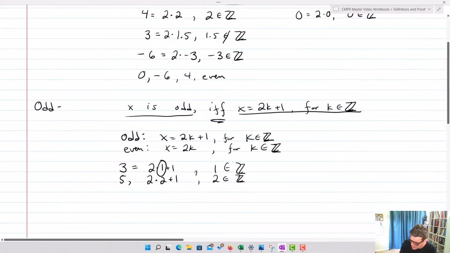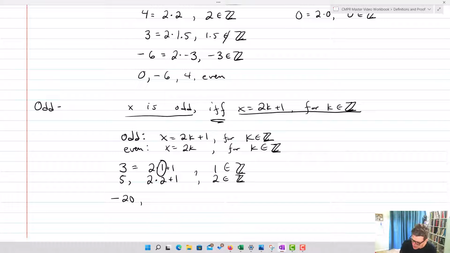There we go. Take negative 20. If we actually go in and do this, what you'll notice is that negative 20 is even, right? Okay. Even. And since negative 20 is even, that is 2 times negative 10, for negative 10 belonging to Z. Well, that actually tells me that negative 20 is not odd, right?